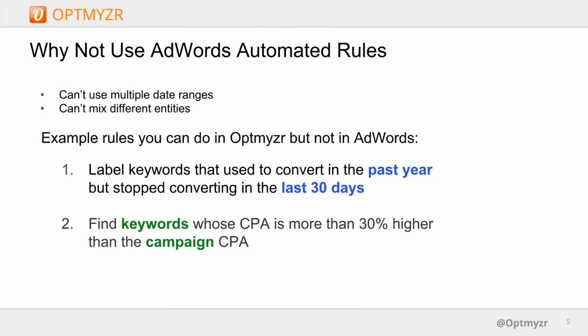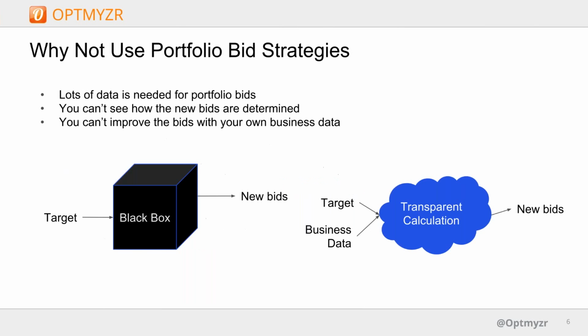But we're just finding things within a campaign scope that are more than 30% more expensive. And so this ability to look at a keyword's cost per acquisition and compare it to a campaign level cost per acquisition, that's another unique thing that can lead to some very interesting rules, but you can't really do it using the AdWords automated rules.